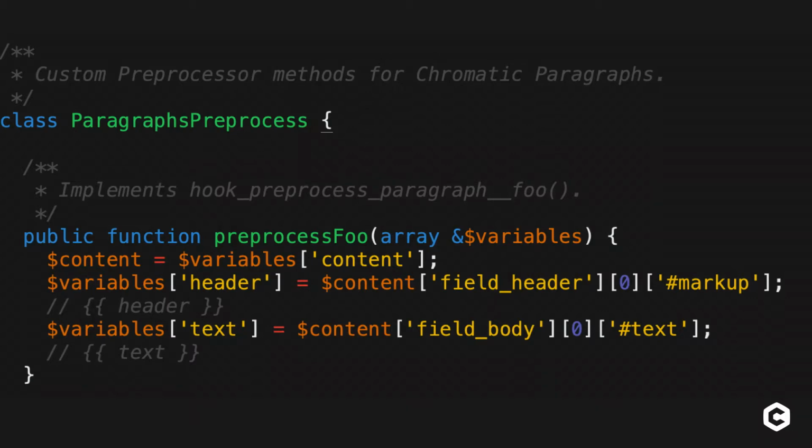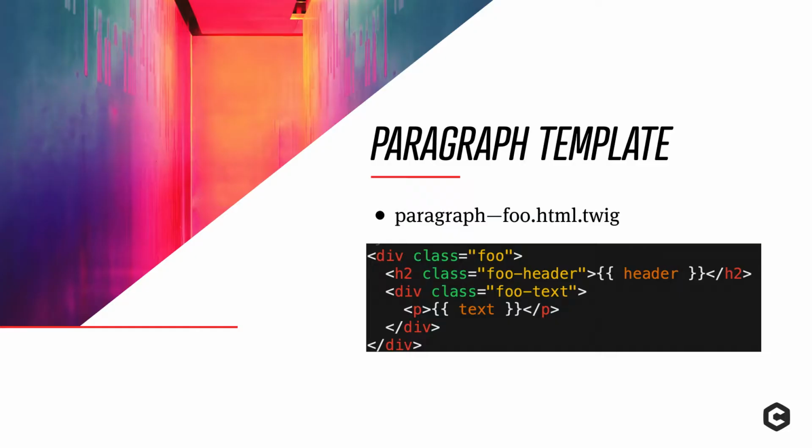Here we're defining our variables as header and text, like we did in our hook theme. Below that, in comments, is what it would look like when we output it in our Twig template. So let's take a look at that Twig template. Here we have paragraph--foo.html.twig.